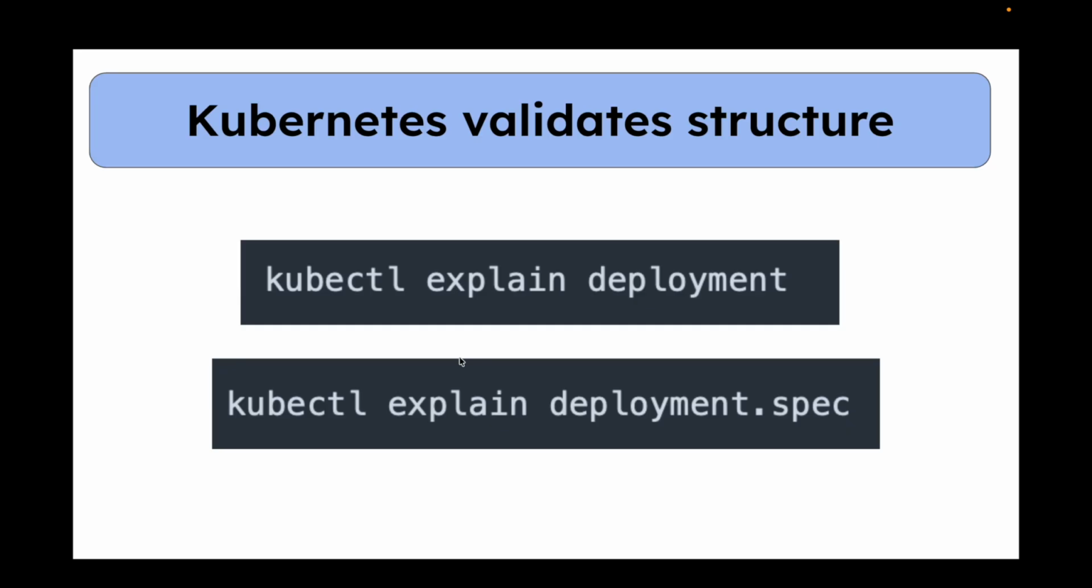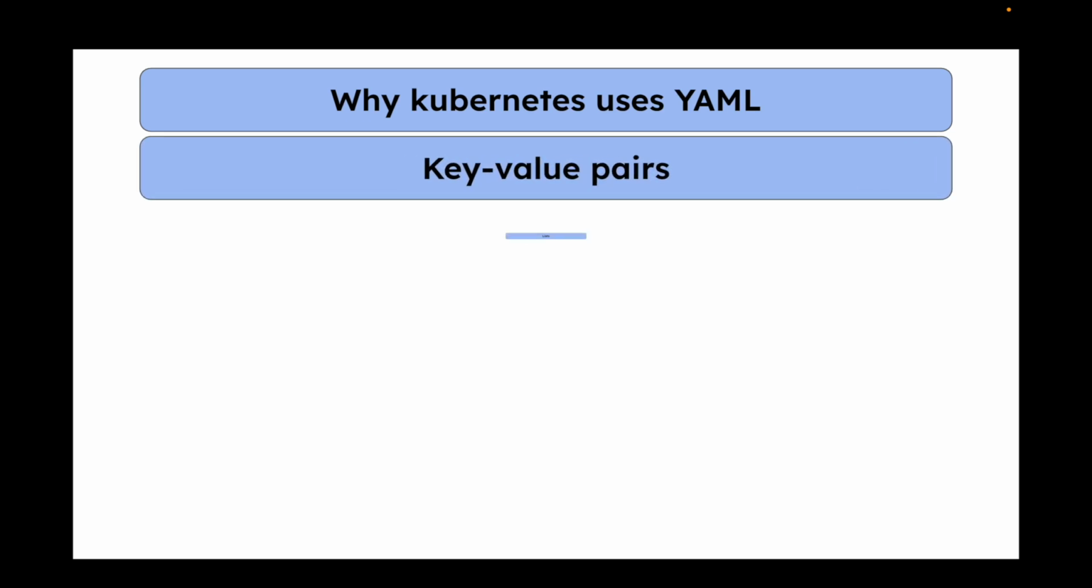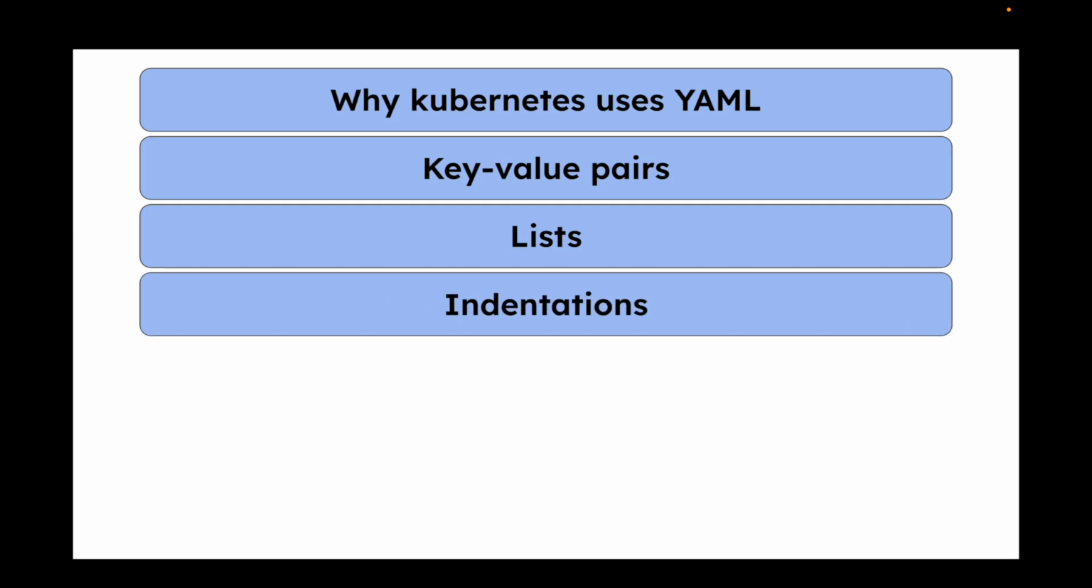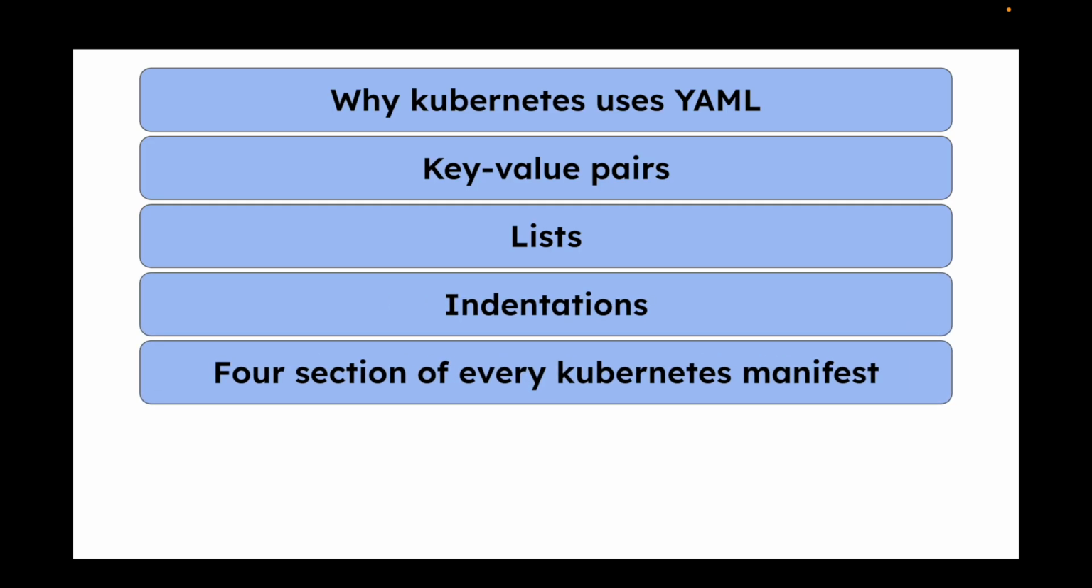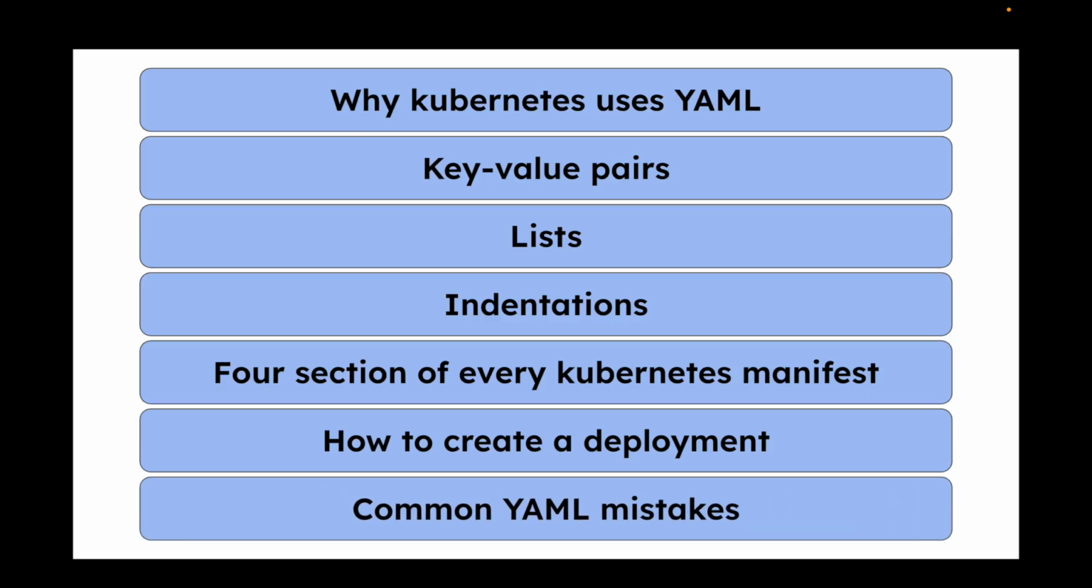All right, now before we wrap up, let's quickly recap what we have learned today. We have learned why Kubernetes uses YAML. We have learned about key value pairs. We looked at lists. We looked at why indentation matters. We looked at the four sections of every Kubernetes manifest file. We also looked at how to create a deployment manifest file. And lastly, we looked at the common YAML mistakes. Once you understand these fundamentals, reading Kubernetes manifests becomes much easier.